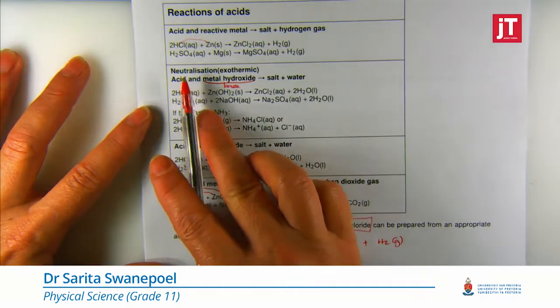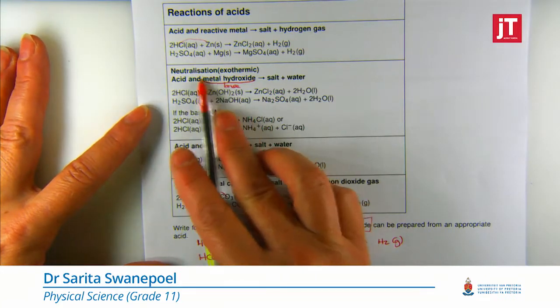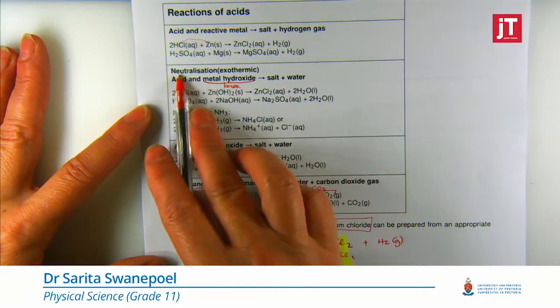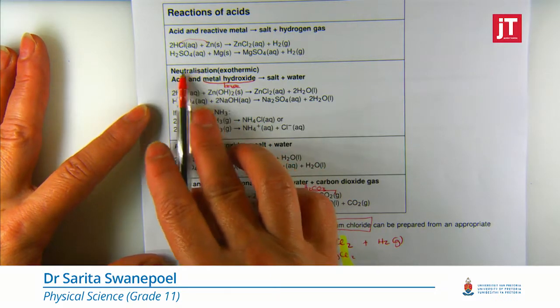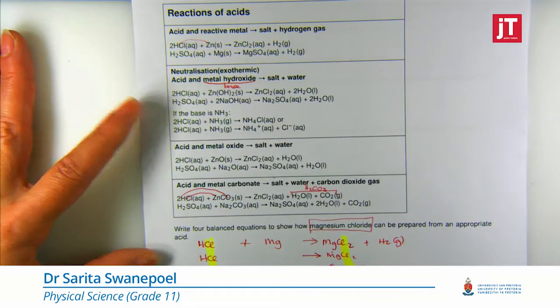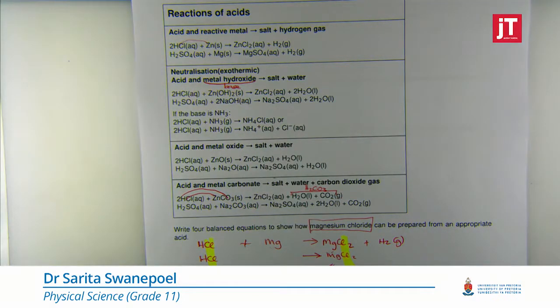Go back here. We can add an acid and a metal hydroxide, right? A base. And that we call neutralization. So this is a neutralization reaction, right? And you can also remember it's always exothermic. So what will happen to the temperature of the beaker? Yeah, it should rise. Exothermic exits energy, right?